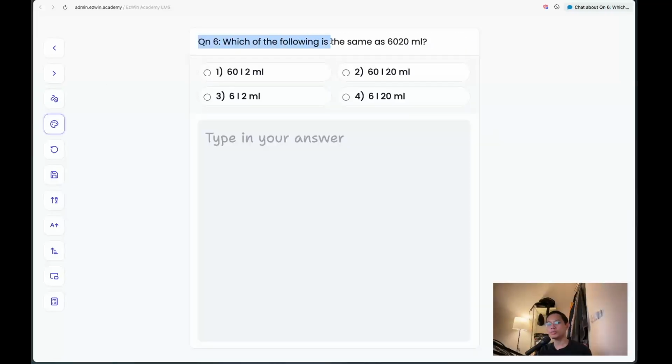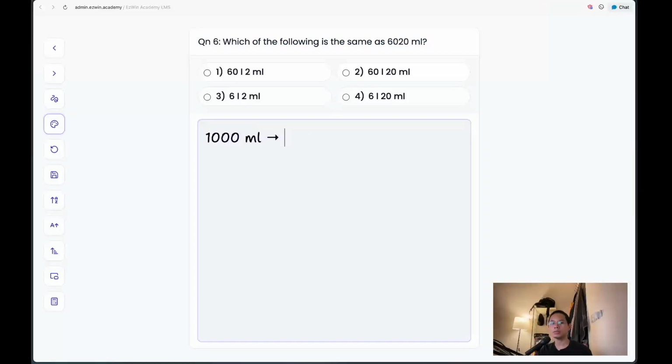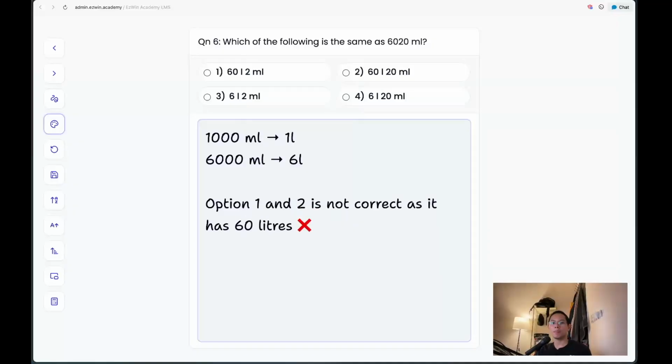Question 6. Which of the following is the same as 6,020 milliliters? We know that 1,000 milliliters is equal to 1 liter. So 6,000 milliliters is equal to 6 liters. That means option 1 and 2 are not correct, as they have 60 liters. So how about the milliliters?